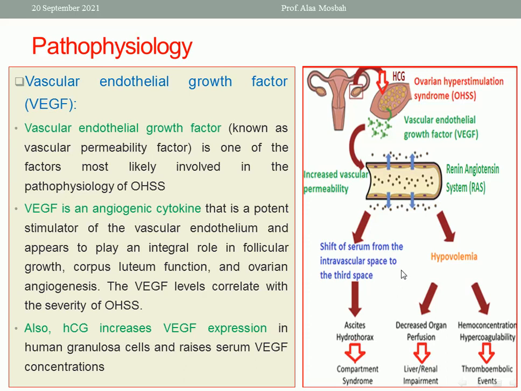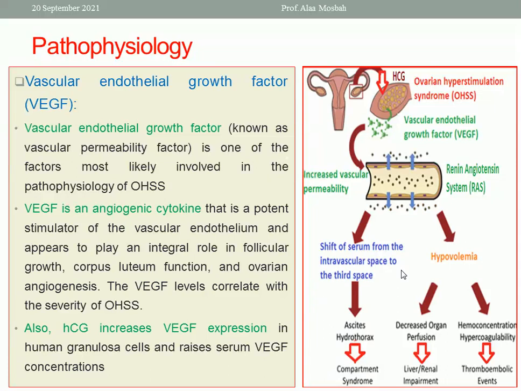Vascular endothelial growth factor is an angiogenic cytokine, a potent stimulator of the vascular endothelium, and appears to play an integral role in follicular growth, corpus luteum function, and the ovarian angiogenesis. It was found that the vascular endothelial growth factor levels correlate with the severity of ovarian hyperstimulation syndrome.